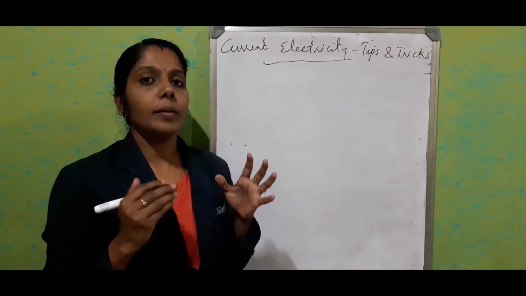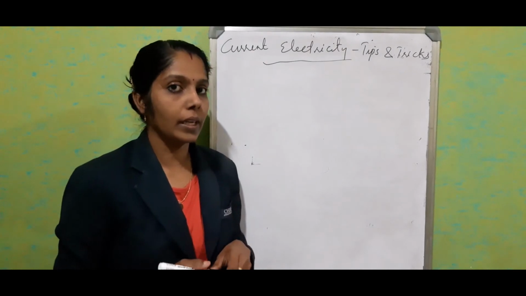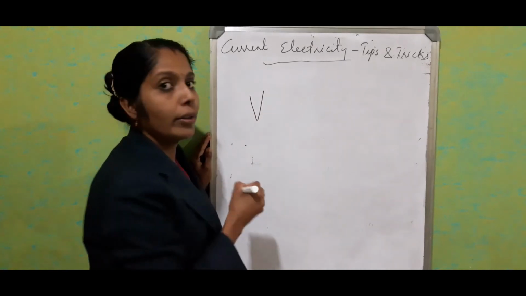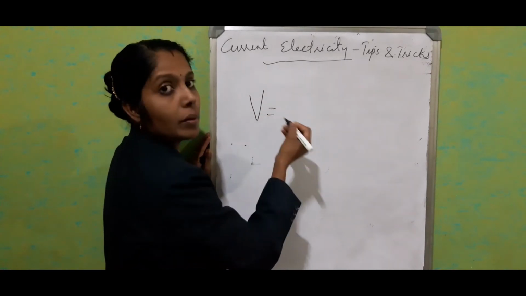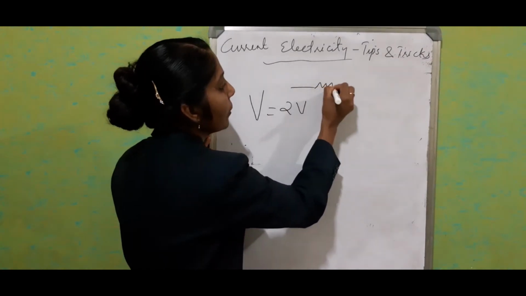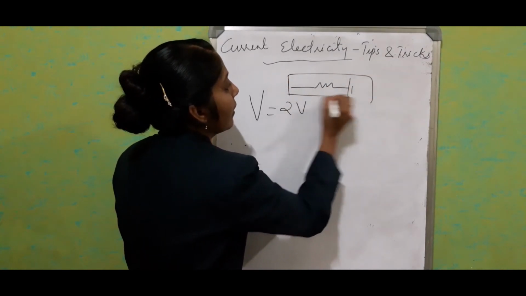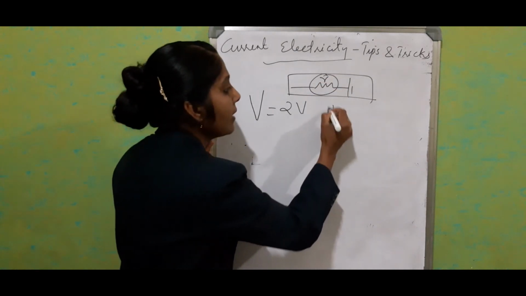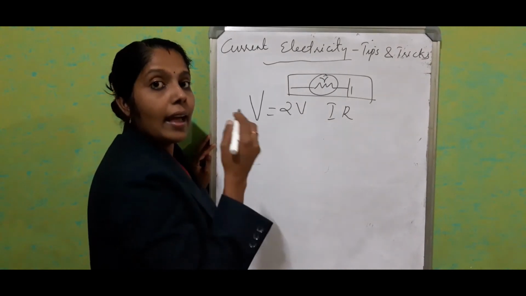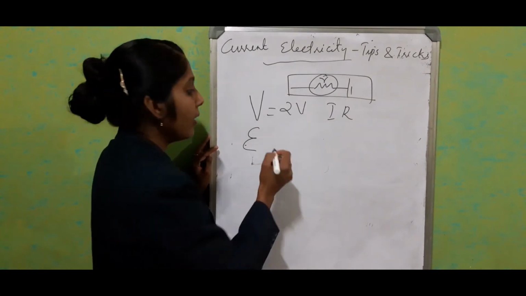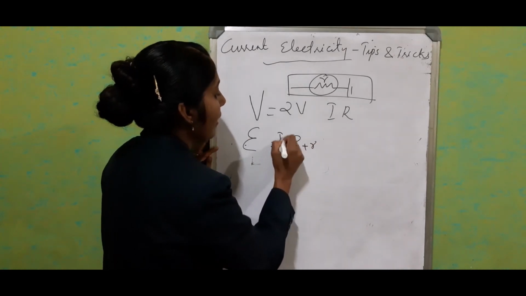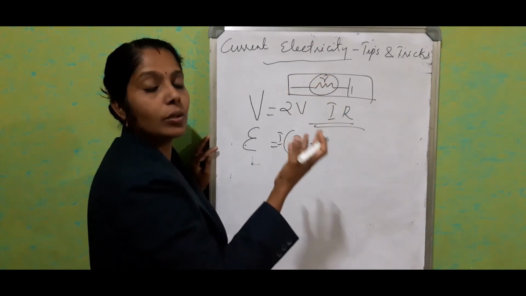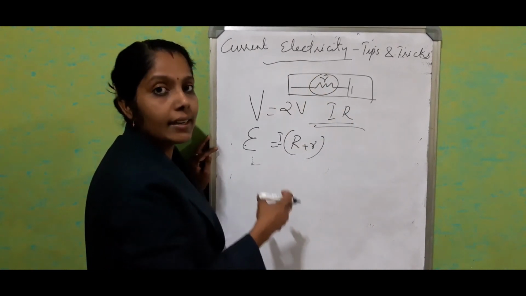Whenever we get a problem to find out the terminal voltage, at that time you can avoid the internal resistance. If the terminal voltage is given as 2V, and in the circuit the EMF is given in another way, don't consider this internal resistance. Use it as the I into R equation. And wherever the EMF is mentioned, then you can consider R plus r. Other times, only IR is enough. We don't want to consider the internal resistance.